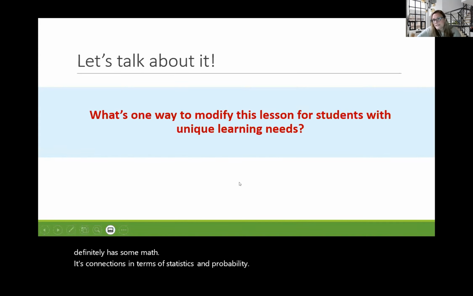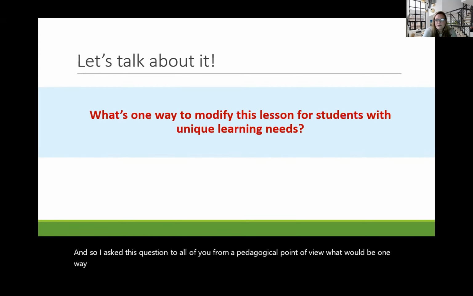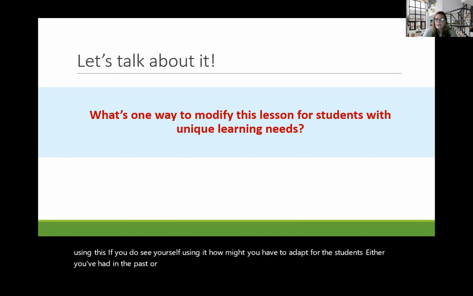And so I ask this question to all of you from a pedagogical point of view. What would be one way to modify this lesson for students with unique learning needs? How do you see yourself using this? If you do see yourself using it, how might you have to adapt for the students either you've had in the past or maybe the students that you have currently? What might be something you need to do?